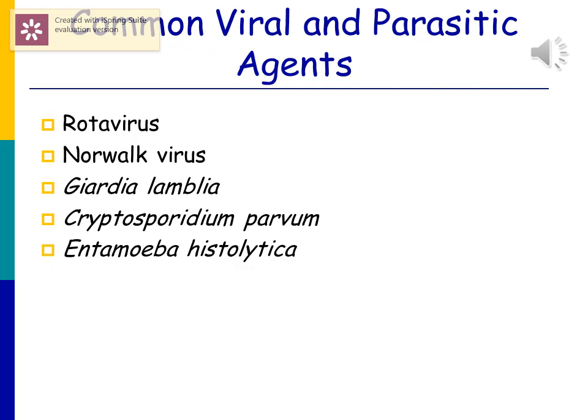Also, you don't have to know the viruses and the parasites right now, but just keep those in the back of your mind because you will have to know them. There are viruses and parasites that cause diarrhea, such as rotavirus, Norwalk virus, the parasite Giardia lamblia, Cryptosporidium parvum, and Entamoeba histolytica. And those are just a few. There's many, many more.